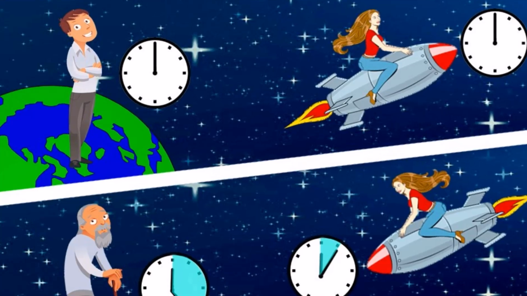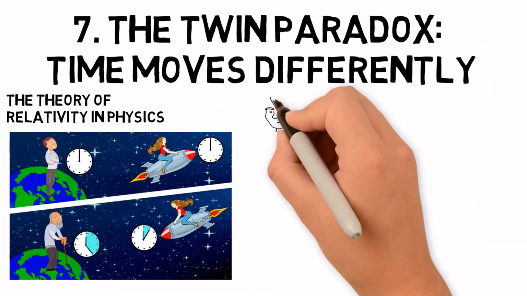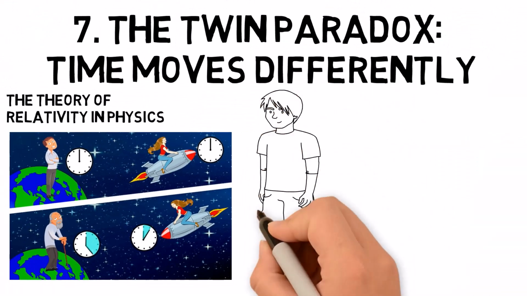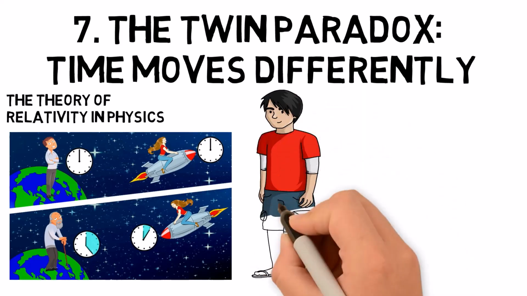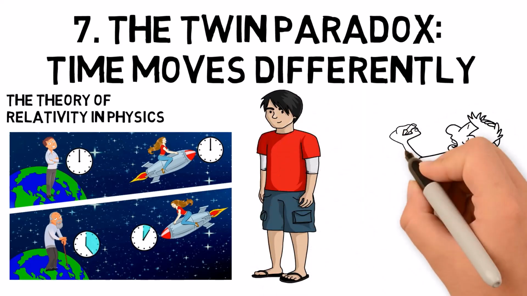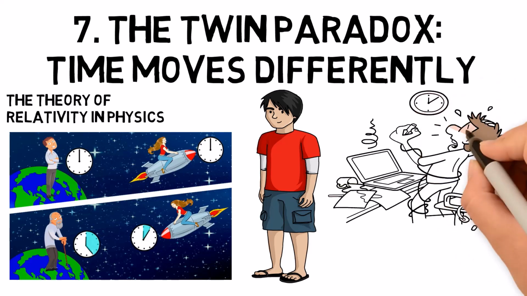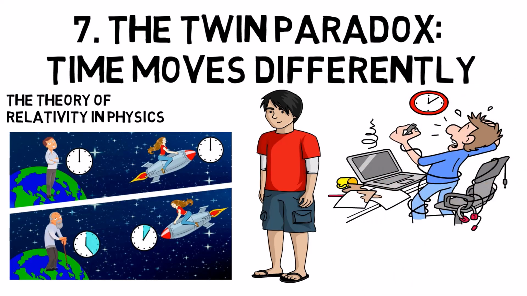Because of the effects of traveling close to the speed of light, the traveling twin ages more slowly than the one who stayed on Earth. When the traveling twin returns, they find that they are younger than their sibling. While this isn't a paradox in the strictest sense, it challenges our usual understanding of time and shows that time can pass differently depending on how fast you're moving.